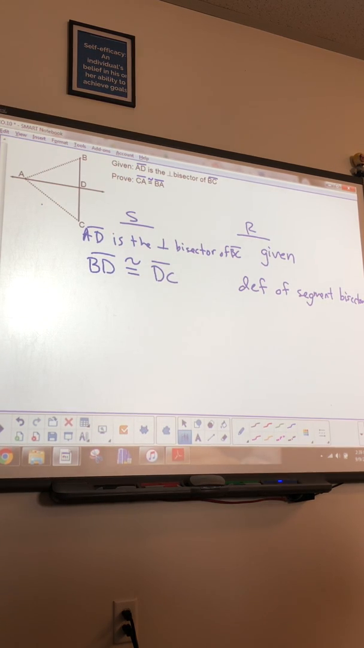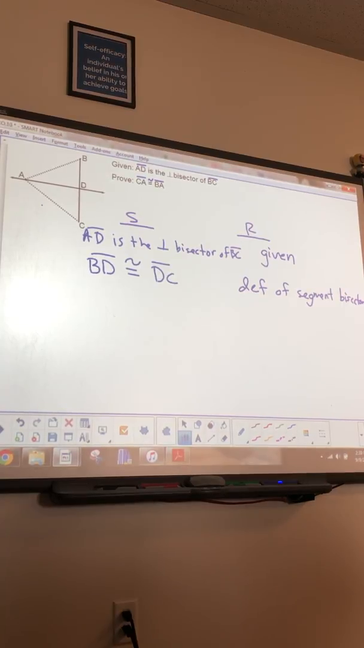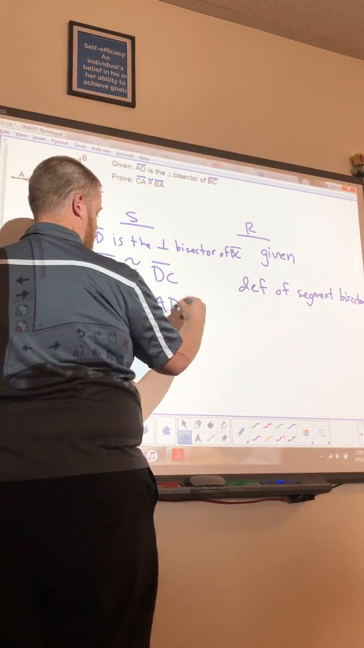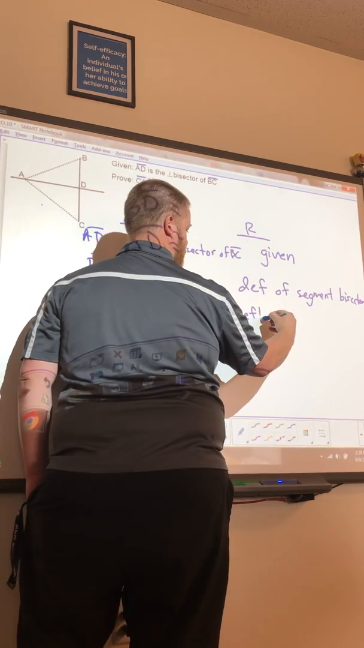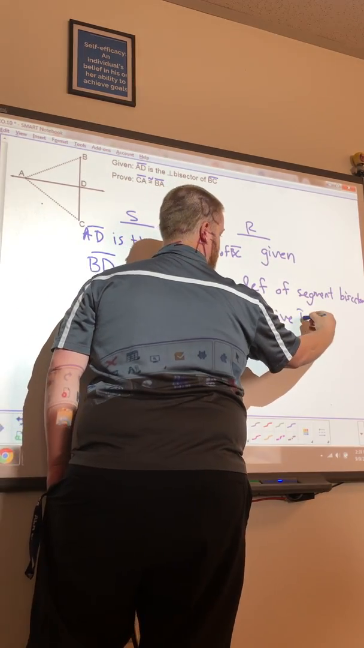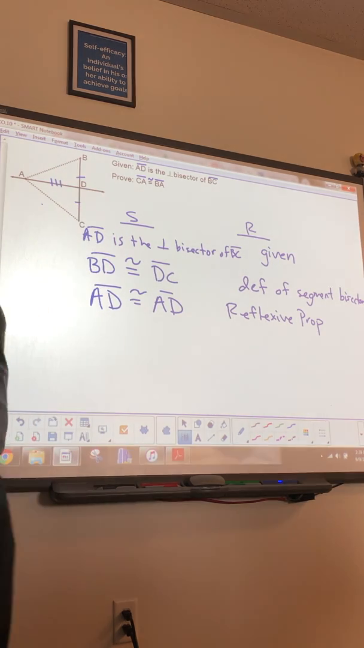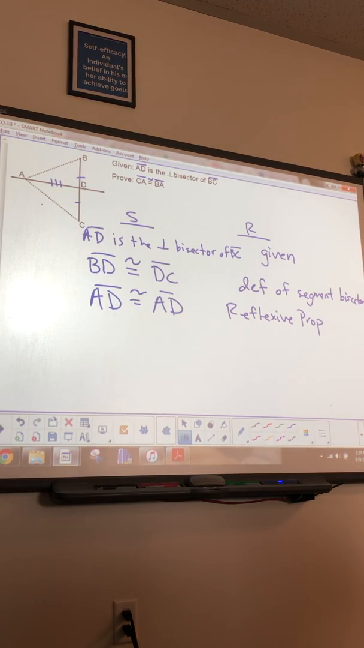What else do I know? AD is congruent with itself, right? Reflexive. That's my favorite property. When I say reflective, it's reflexive. So if I mark now the things that I know are congruent, I've got that. Is there anything else that I know is congruent? Because I need to find one more thing. I don't know AB and AC, that's what I'm trying to prove.